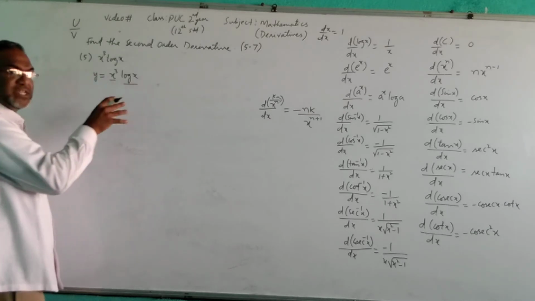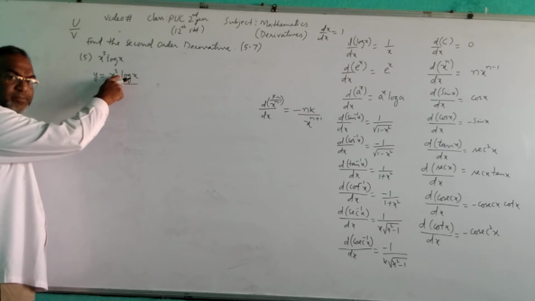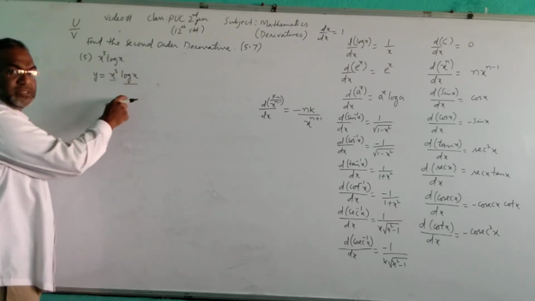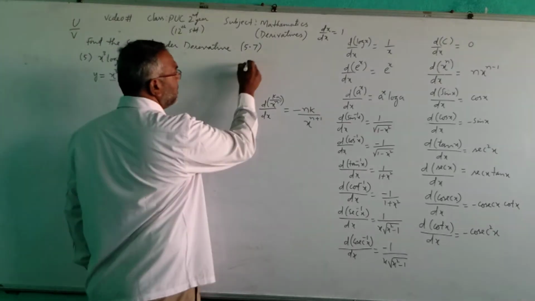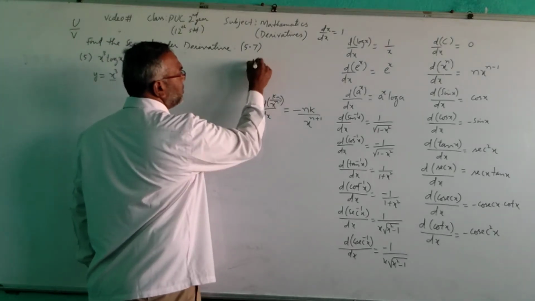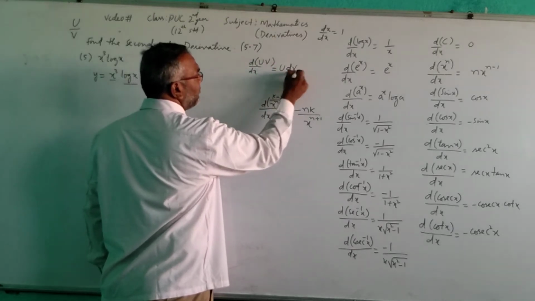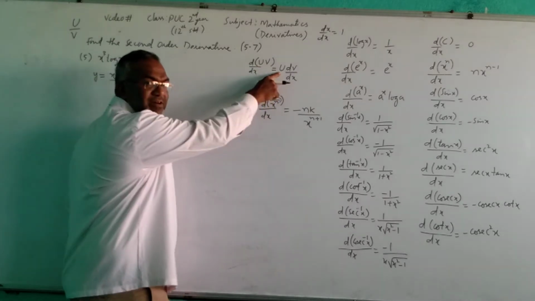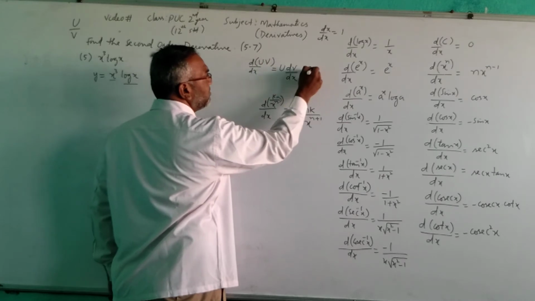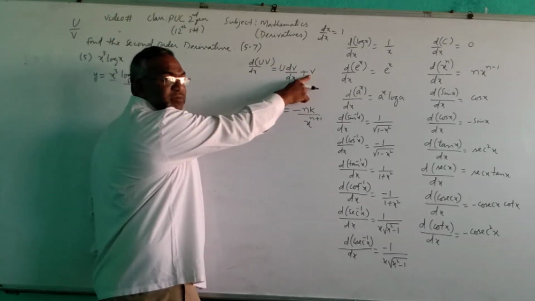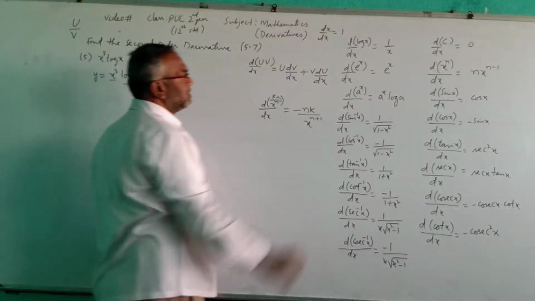Two different functions are in product, two different functions are in multiplication, right? This is the product of two functions, so we have to use the UV rule again. What is the UV rule? Differentiation of u into v will be u as it is, differentiation of v, plus second term as it is, differentiate the first one, right?